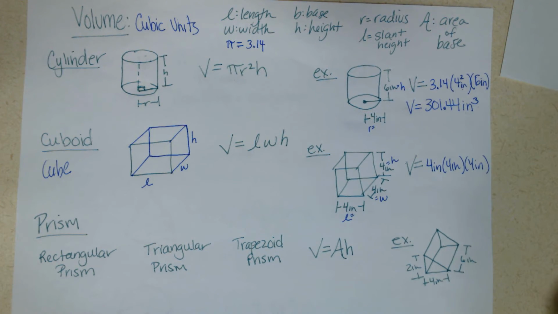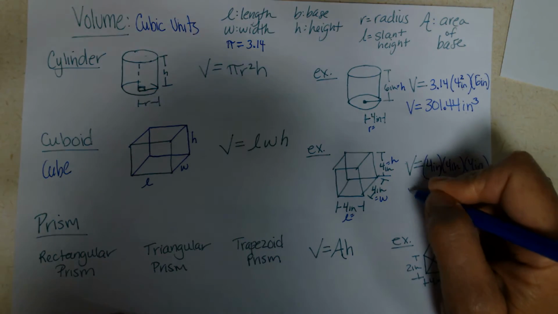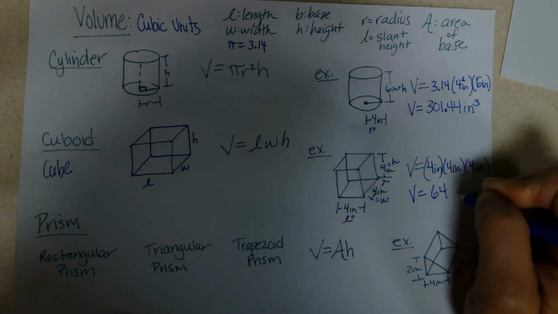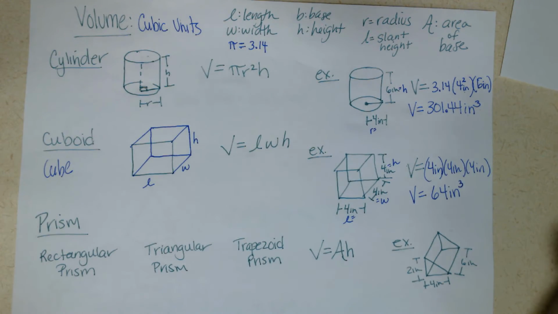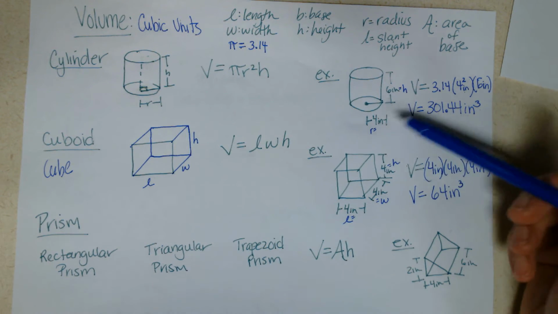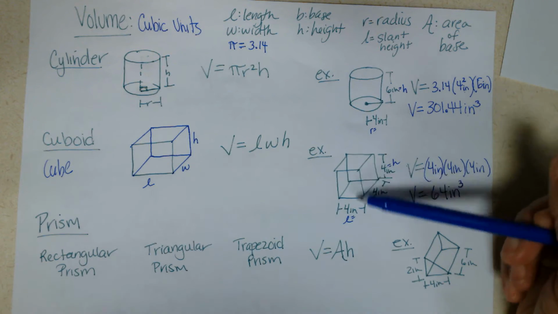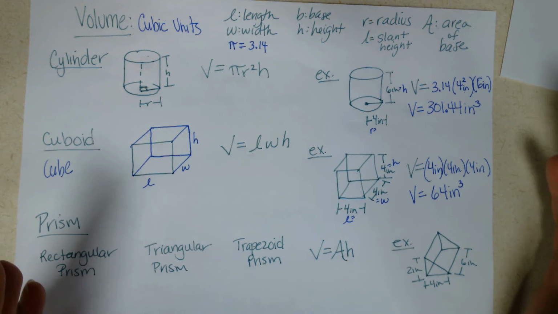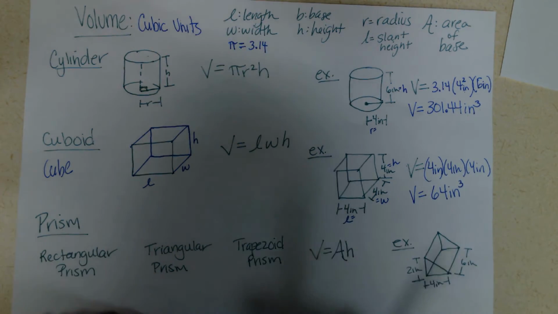And here we see really nicely how we're multiplying inches times inches times inches. So when we do that, 4 times 4 times 4, or 4 cubed, is 64 inches cubed. And that's going to be the volume. Say if this was a pool, we would be filling up 64 cubic inches of water into this cubic pool, which would be cool. Okay, so there's your volume of a cube.